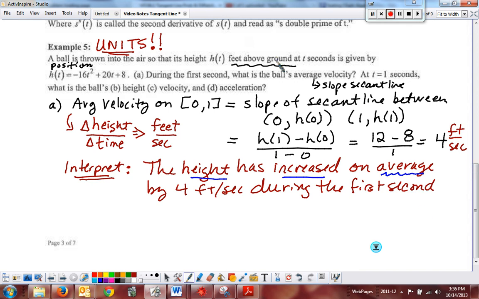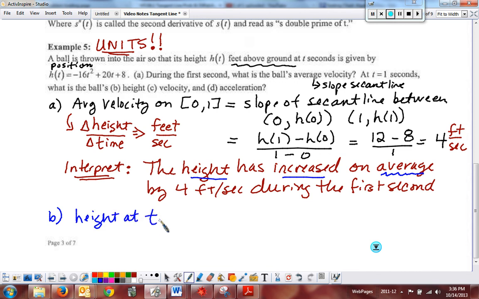Right? Now, the second part of this says, what about at t equal to 1 second, what's the ball's height? Now notice, I actually have not done calculus yet. This is all pre-calculus, finding a slope, changing y over changing x. And interpreting it, that's just English and understanding what a word problem is. So when I come down here to B, I want to find the ball's height at t equal to 1.